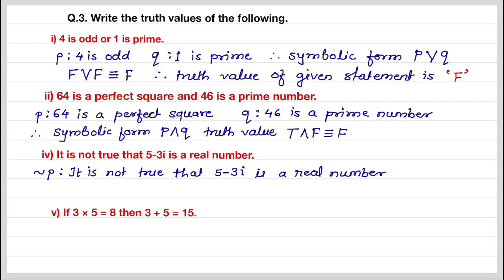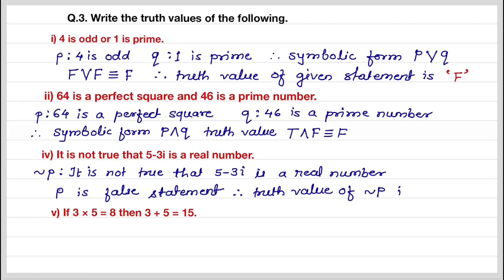What about its truth value? That means P is 5 minus 3i is a real number. Is it true? No. That means statement P is false. False statement. And therefore its negation is true. Truth value of negation of P is T.